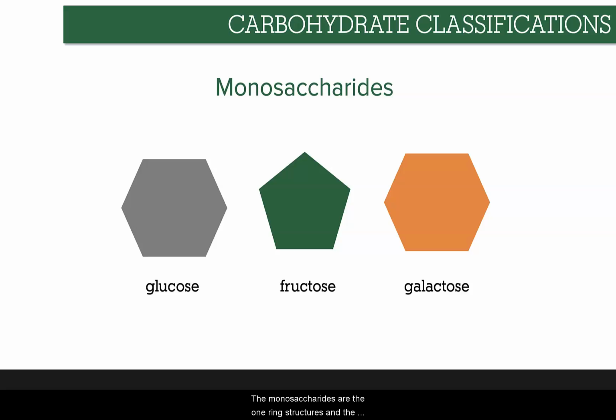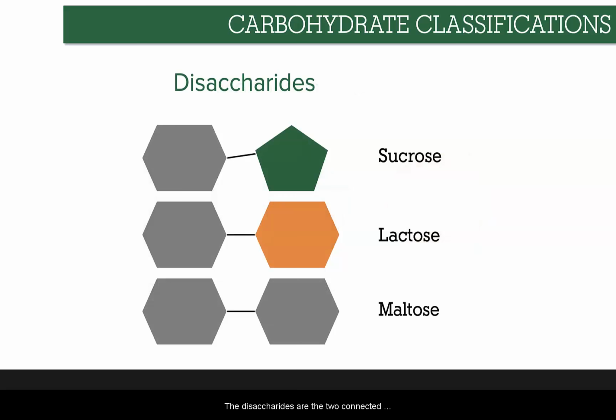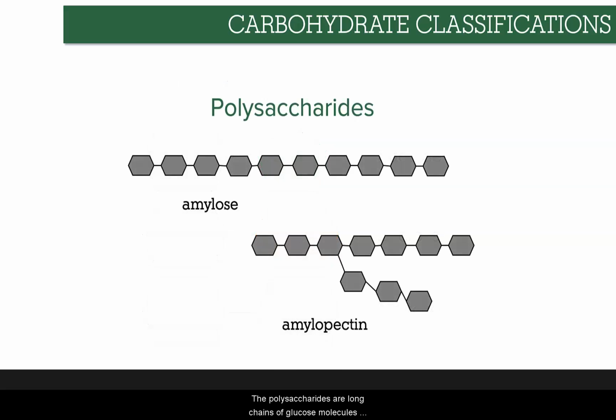The monosaccharides are the one-ring structures, and the 3 monosaccharides are glucose, fructose, and galactose. The disaccharides are the 2 connected monosaccharides. Sucrose is a glucose plus fructose, lactose is glucose plus galactose, and maltose is 2 glucose molecules linked together. The polysaccharides are long chains of glucose molecules linked together. Amylose is a straight chain, amylopectin a branch chain. These are considered the starches.